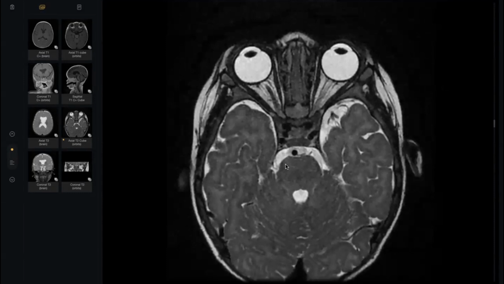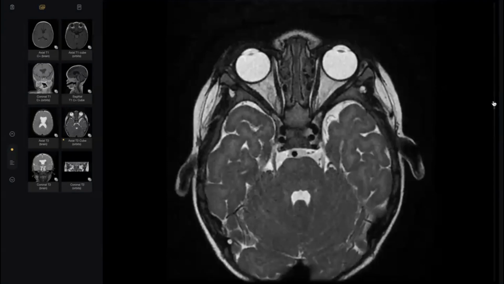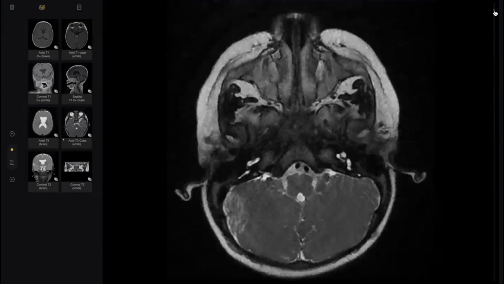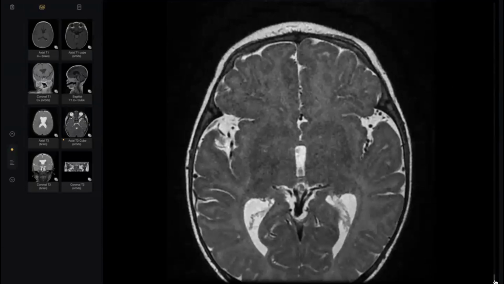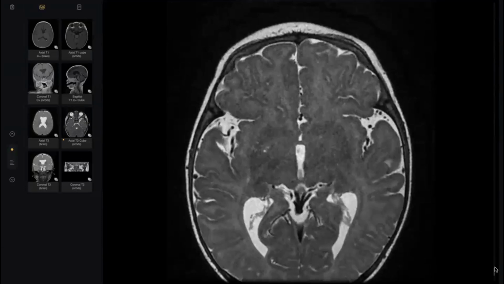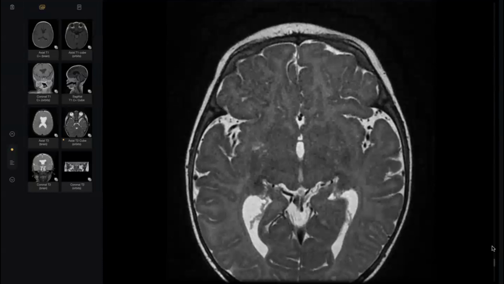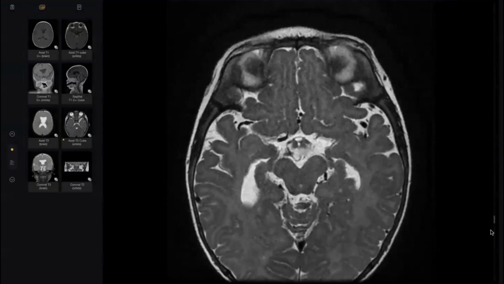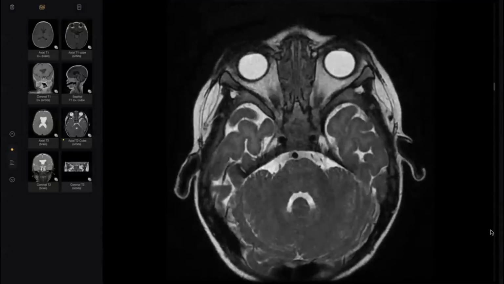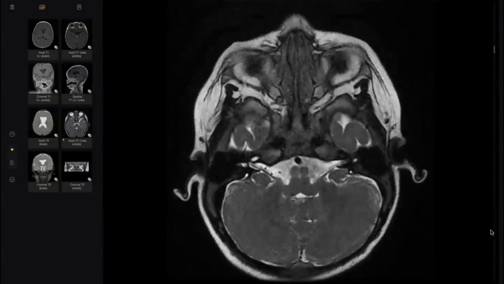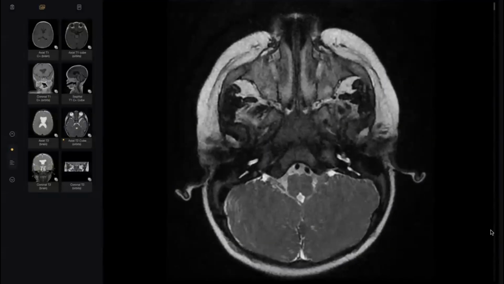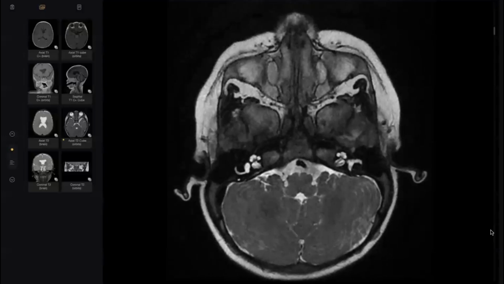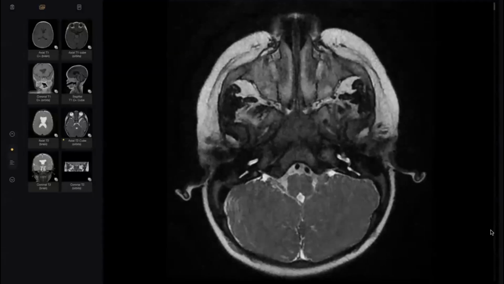On the T2 sequence, it's working fine. I'm looking at the T2 sequences now. The maxillary sinuses are completely opacified.